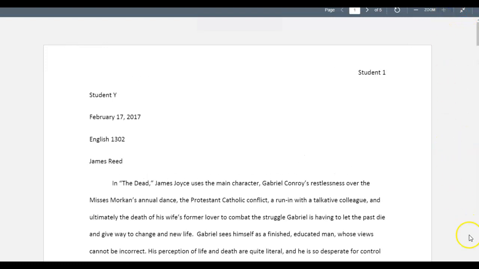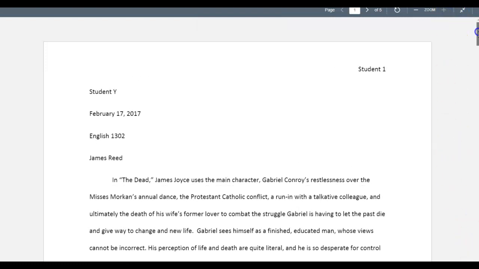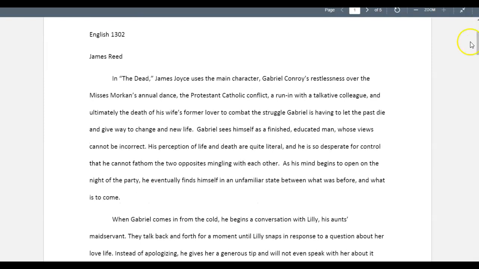It's not necessarily an outstanding essay, but you'll notice this one didn't give a title, so I overlooked that, which I shouldn't have done. Should have had a title. But it names the story, names the author, James Joyce. So the first time you name the author, use the full name. Then it talks about where the focus is. Gabriel Conroy's restlessness.